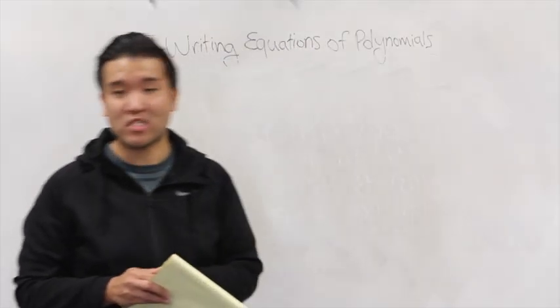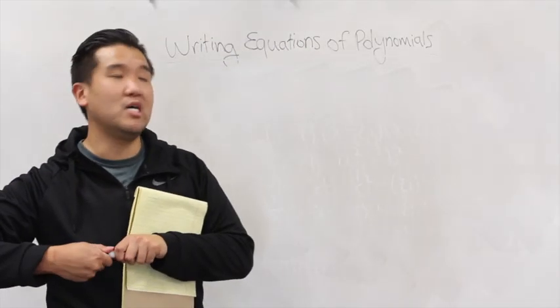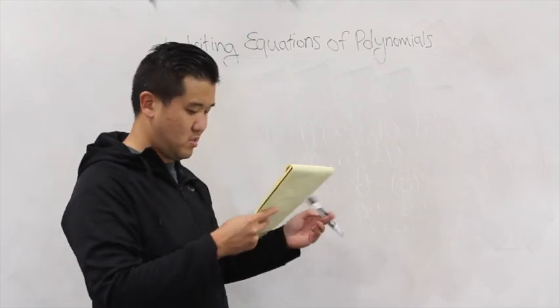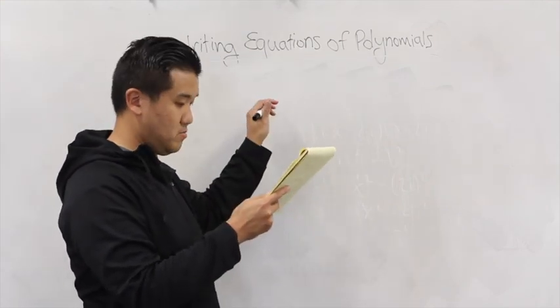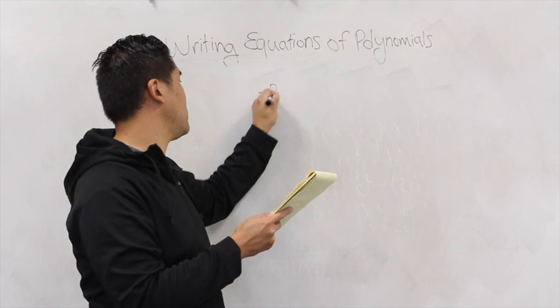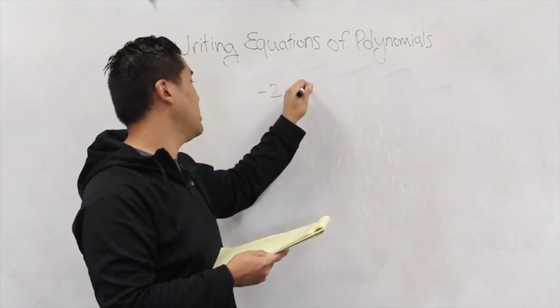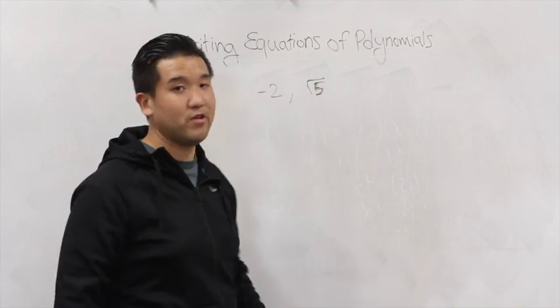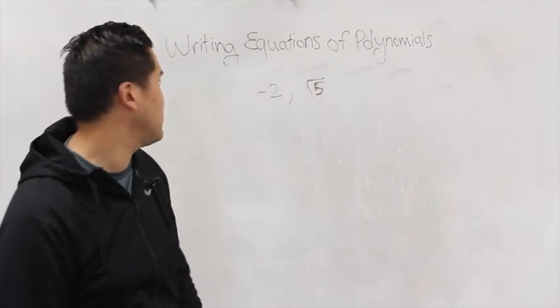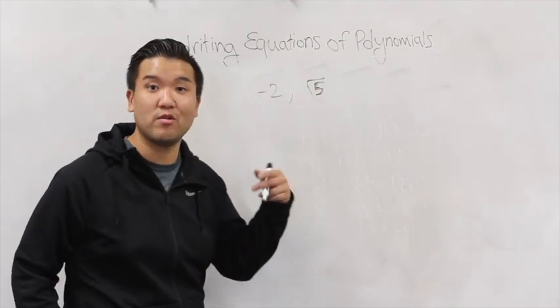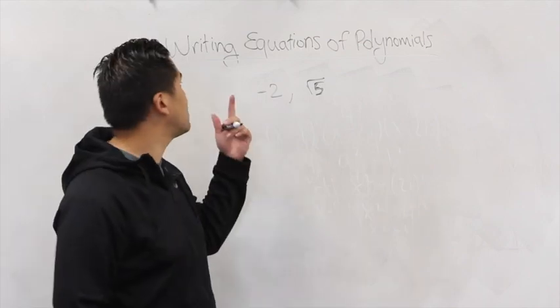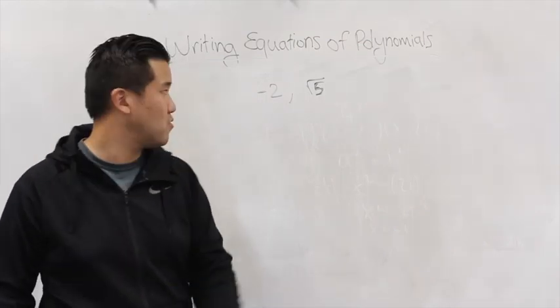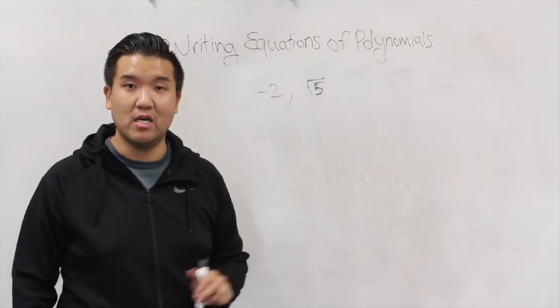Our advanced problem, which is very similar to our intermediate problem. If I give you -2 and then root 5, I want you to find me all the x-intercepts from this. These are my x-intercepts. I want you to write the equation of this polynomial function. Don't forget about this guy. I'm going to give about 30 seconds to a minute.